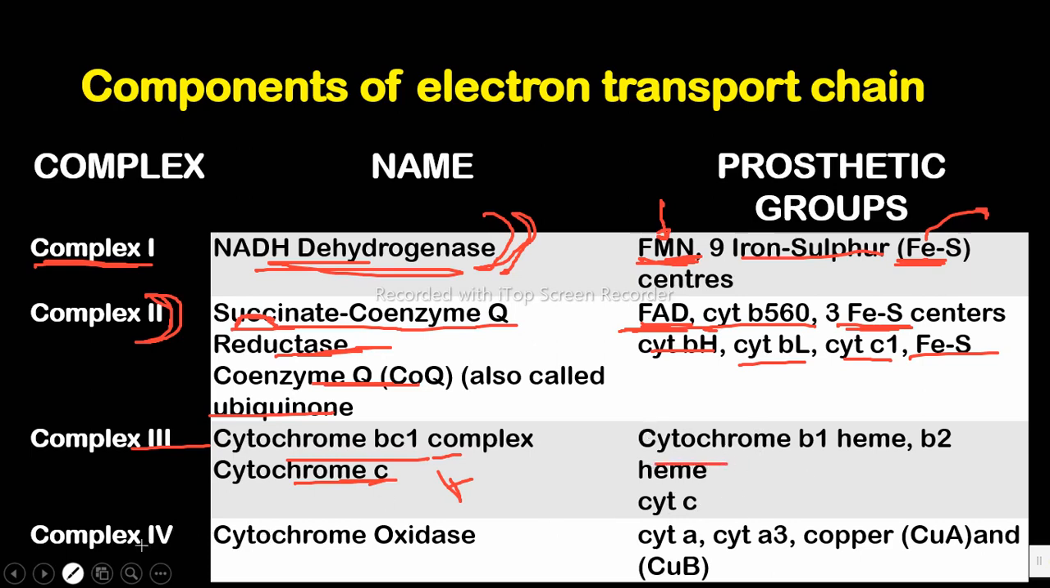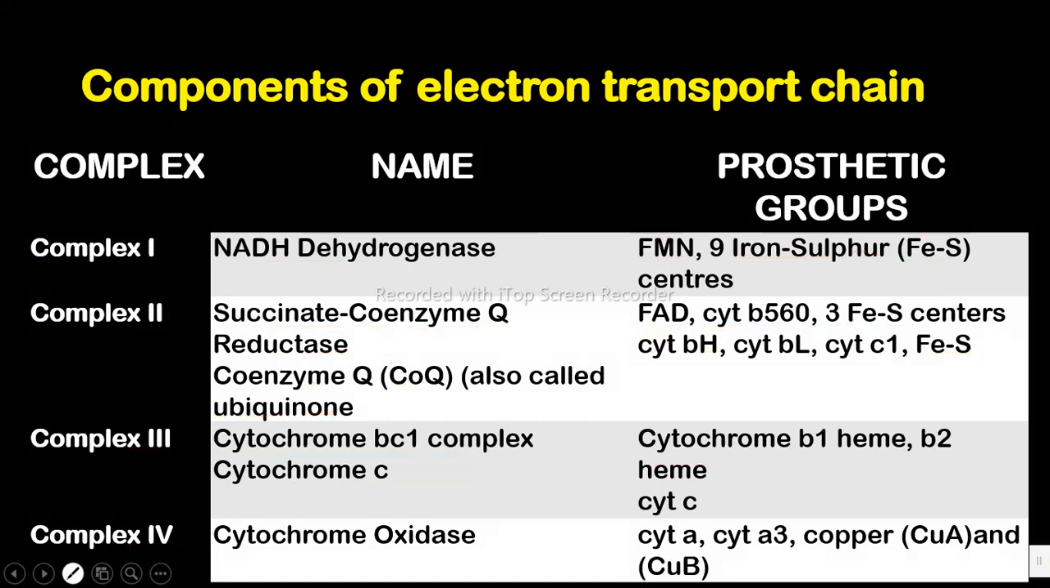Then finally, complex 4, we have cytochrome oxidase. Now this is also an enzyme and the last electron acceptor as far as these protein complexes are concerned. It has copper as its prosthetic group in the center, which will finally accept the electron before it is channeled to oxygen as the last electron acceptor. So this is basically what we are talking about.